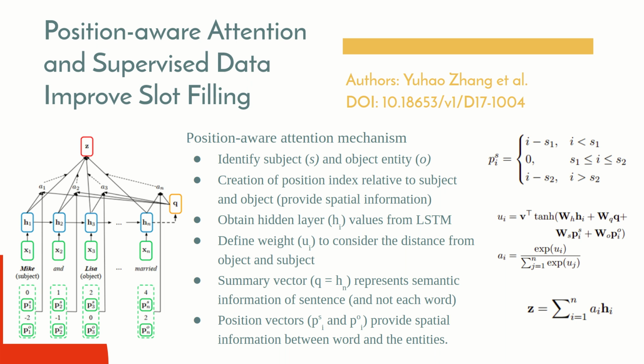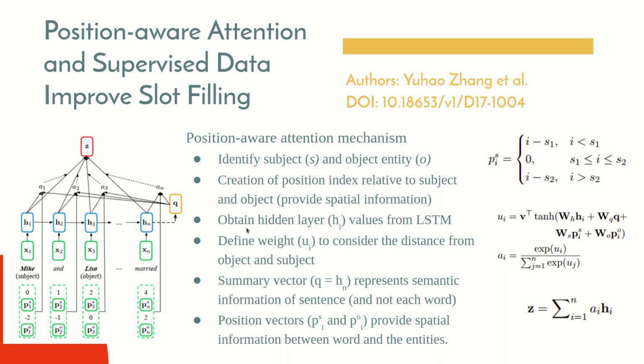This paper is revolutionary because it gives equal weightage to both entities, the subject and the object. Furthermore, it identifies positional vectors P_i^s and P_i^o, which provide spatial information between the word and the entity. This is important because now we have information regarding the distance from both the subject and the object. Furthermore, they also use a summary vector that provides semantic information about the whole sentence.